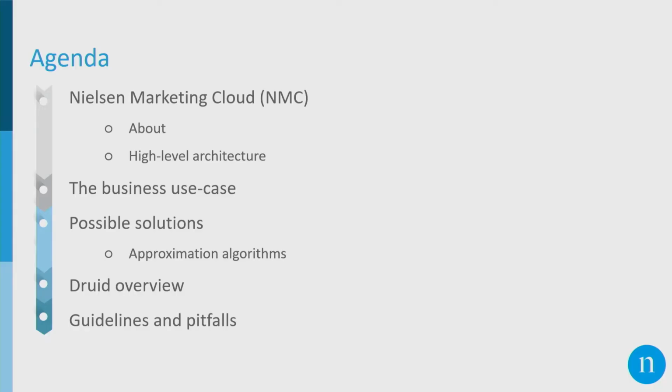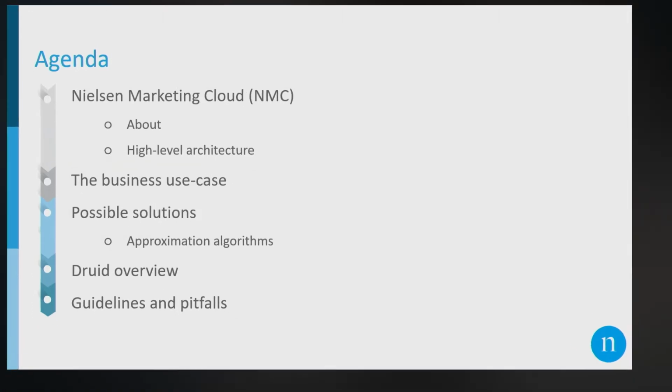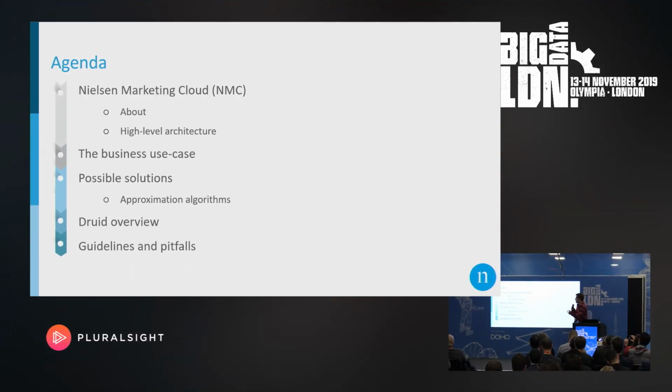So what we are going to discuss today. First of all, I'm going to present you the NMC, Nielsen Marketing Cloud. What are we doing? What is the business problem that we are trying to solve? I'm also going to present a few possible solutions to the problems that we have. Then Itai is going to give you an overview of Druid, how we used it to solve these problems, and he is also going to share some guidelines and pitfalls.